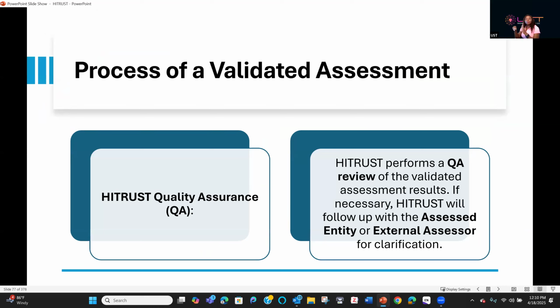Then remember now, for readiness, we didn't have quality assurance, but for validation, we need to have it, right? Because once a high trust practitioner has tested, it also has to go through the QA, right? And that's why I say HITRUST performs a QA review of the validated assessment result. If necessary, HITRUST will follow up with the assessed entity or external assessor for clarification, right?